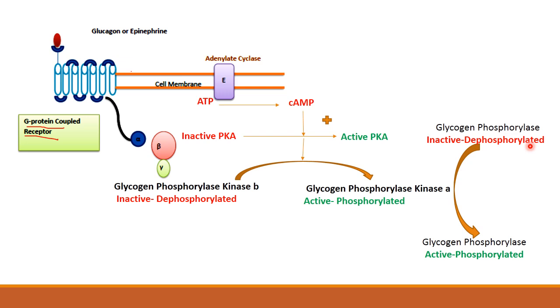Now, what will happen in the well-fed state? As I have already said, glycogenolysis takes place when the body glucose reserve is low, and within 12 to 18 hours of complete fasting, the entire glycogen reserve of the body is exhausted. Then we have to depend on gluconeogenesis.